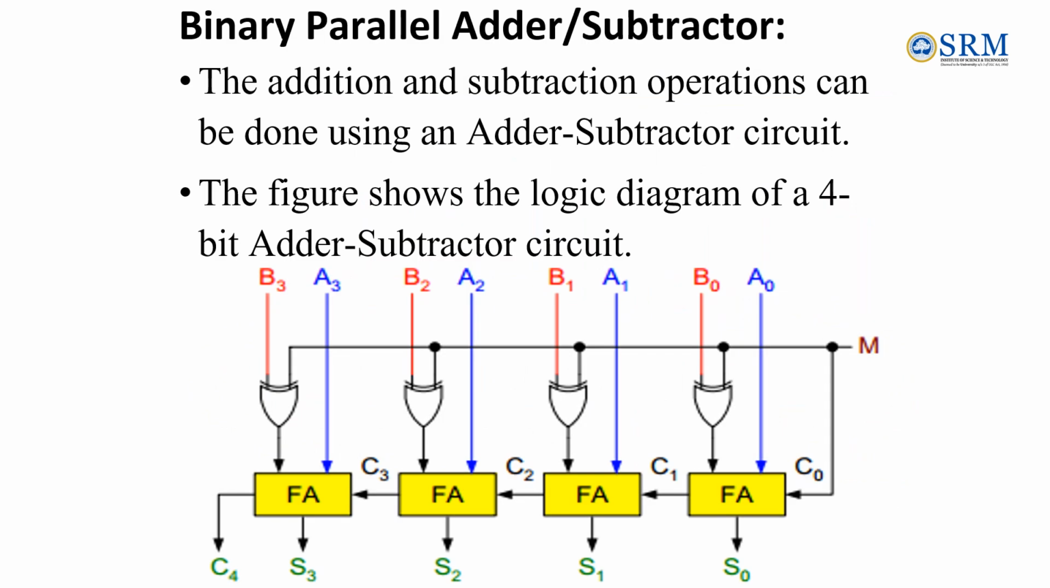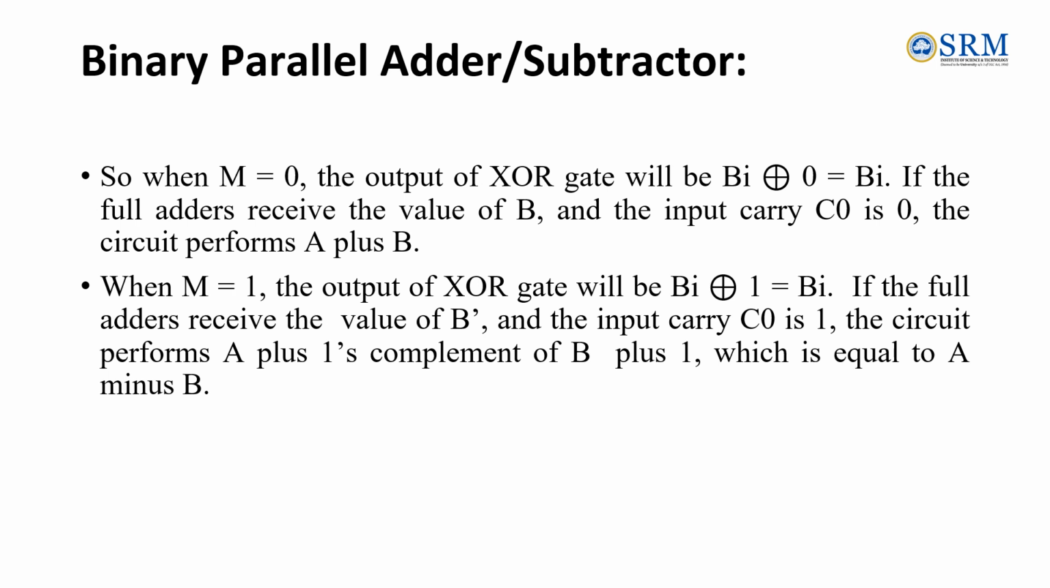Next is the parallel adder and subtractor. In this, both addition and subtraction are done by a single circuit. How is it done? You have an M bit, which is the mode bit. When M is equal to 0, the output of the XOR would be B XOR 0, equal to Bi.